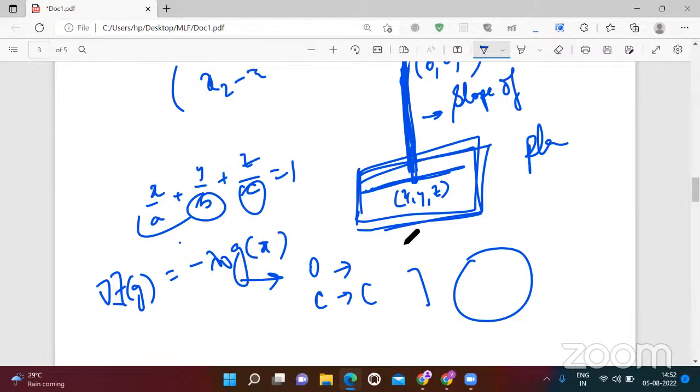Better to go with Lagrange, the easy one. And if you are seeing this problem as pretty simple, you can solve with the basic approach also. There's no problem with that.